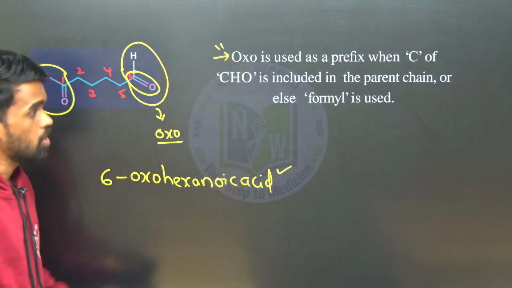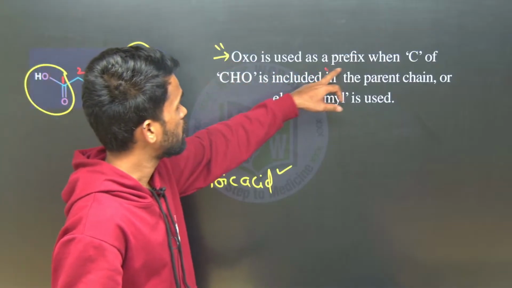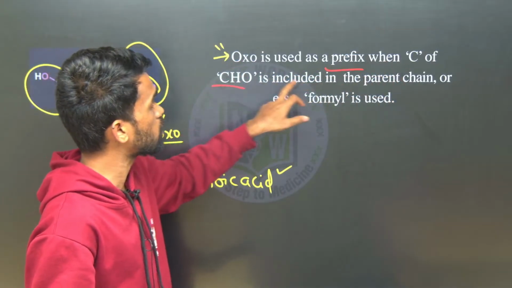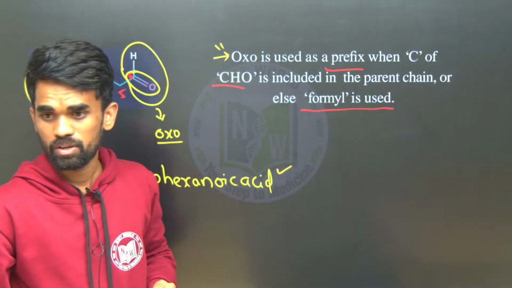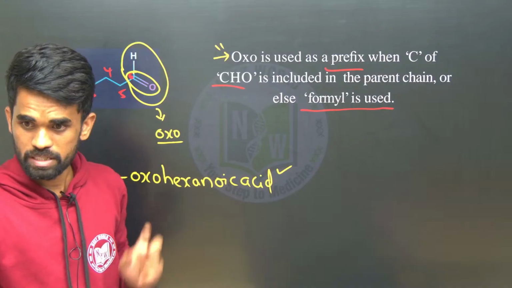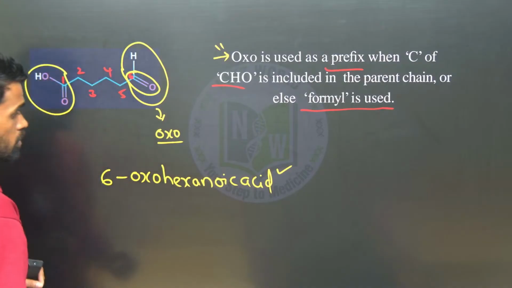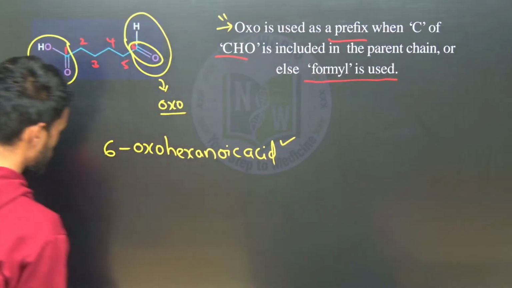That's it. So that's what is mentioned here. I mentioned the statement: oxo is used as a prefix when the carbon of CHO is included in the parent chain, or else formyl is used. Okay, is this clear? Now one last example for this session.